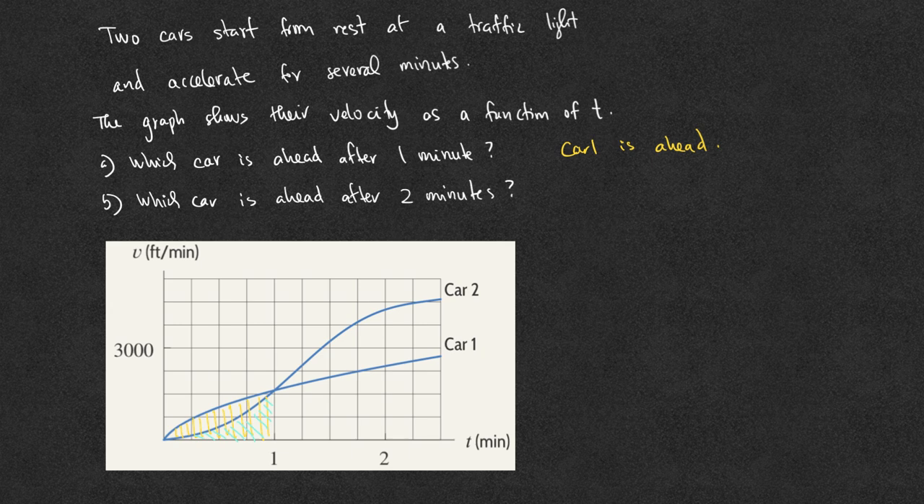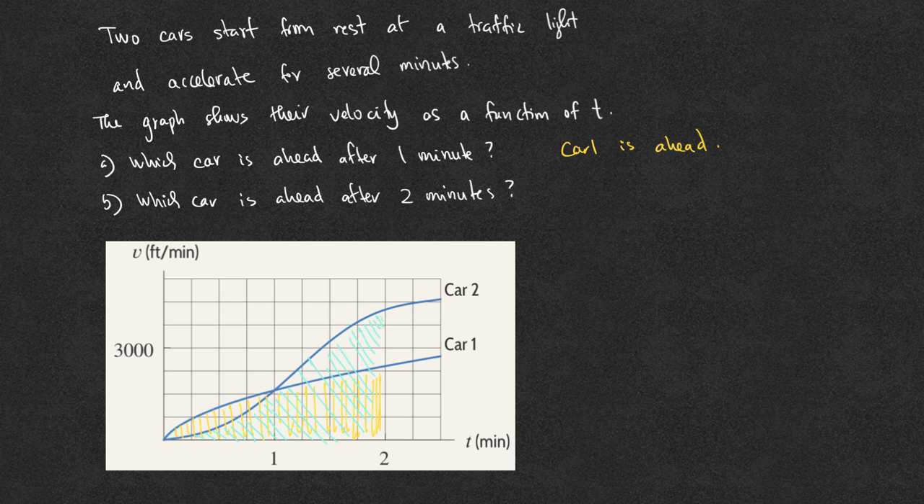Similarly, we estimate the area under the curve from 0 to 2, not 1 to 2, but 0 to 2. From 0 to 2, we see that the area under car 1 is this region from 0 to 2. And the area under car 2 is this green region below the curve car 2 and above the x-axis.